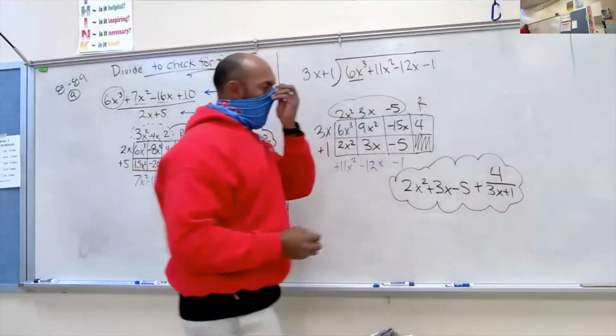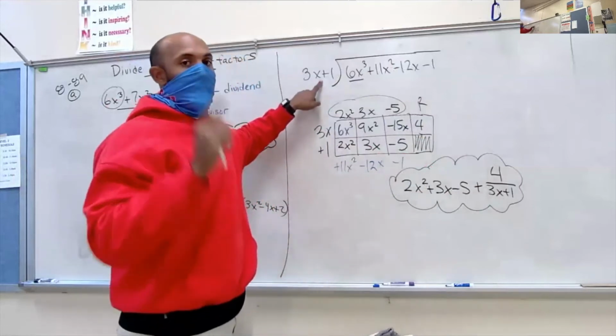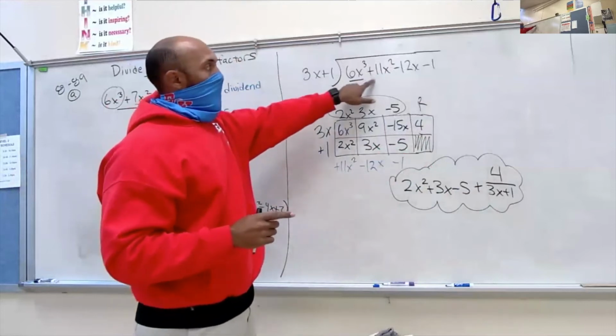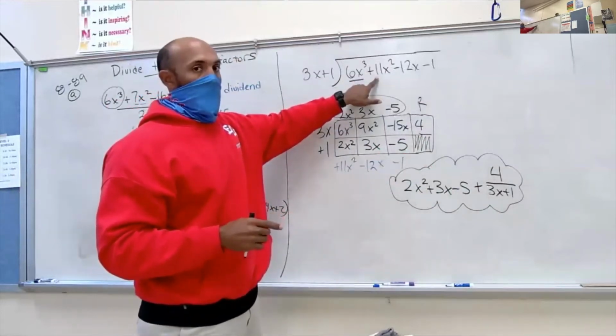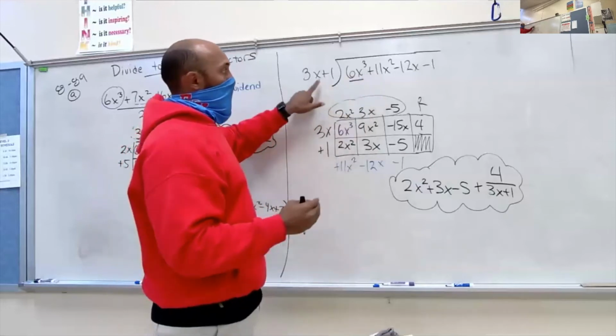Also, if you have a remainder, that means that that is not a factor of that polynomial. It does not divide it evenly. It is not an x-intercept of that. Okay?